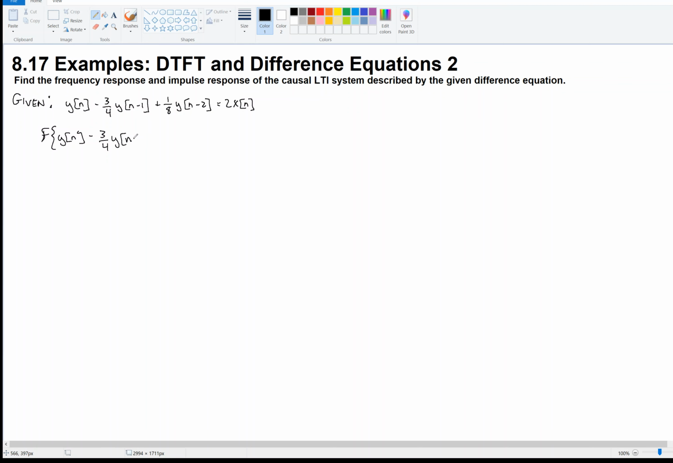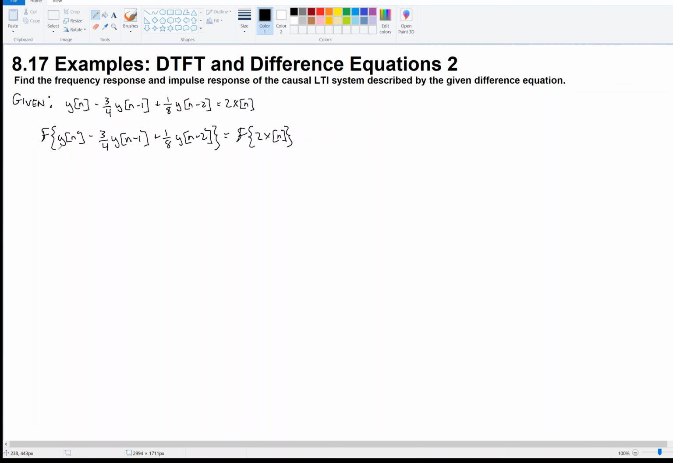Right? So I take the Fourier transform of both sides, and I'm notating that by this curly F, or the script F in the curly brackets. My script F is terrible. My curly brackets are just a little bit better. But here we have it.